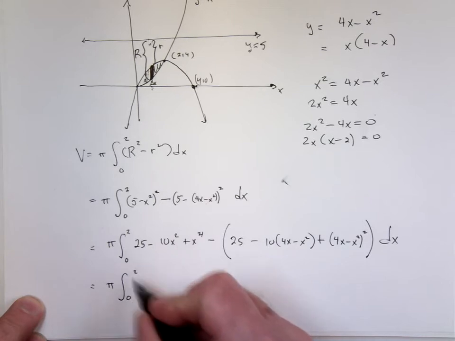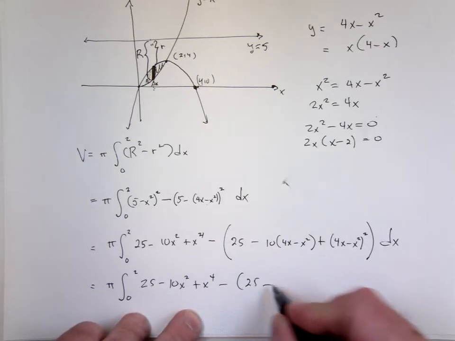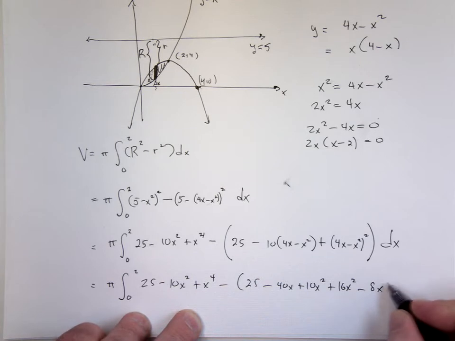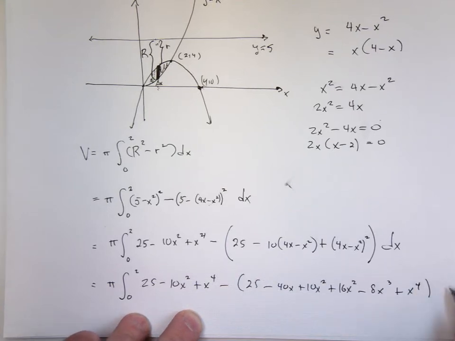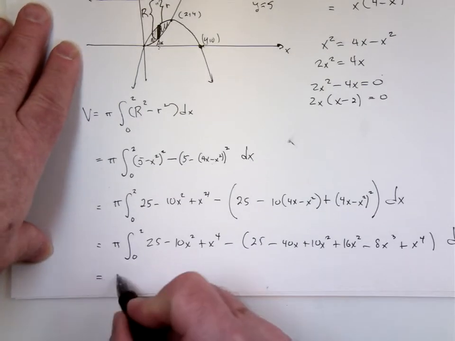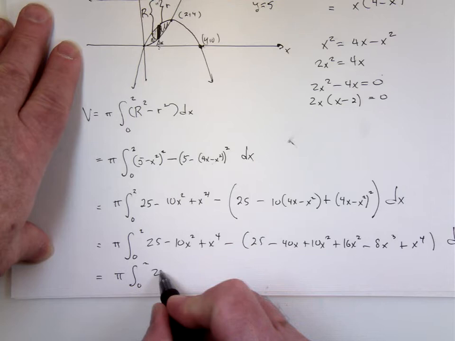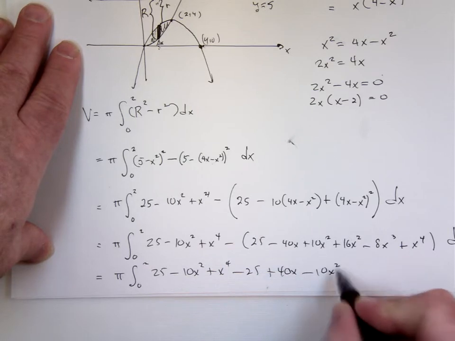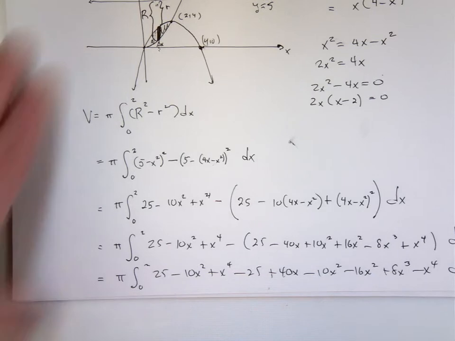Pi times the integral from 0 to 2 of 25 minus 10x squared plus x to the fourth, minus, let's see what we've got here, 25 minus 40x plus 10x squared. We've got to square that. That's 16x squared minus 8x cubed plus x to the fourth, dx. All right, let's drop the grouping symbols here. I'm going to do it in two steps. 25 minus 10x squared plus x to the fourth, minus 25 plus 40x minus 10x squared minus 16x squared plus 8x cubed minus x to the fourth. What a ridiculous problem.